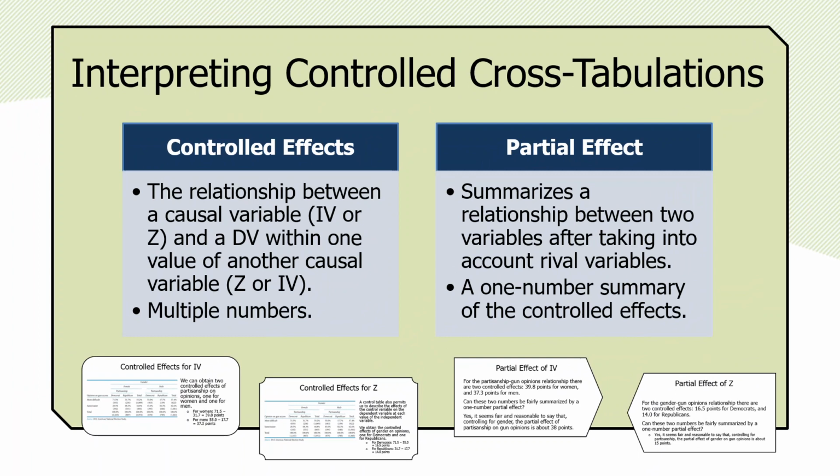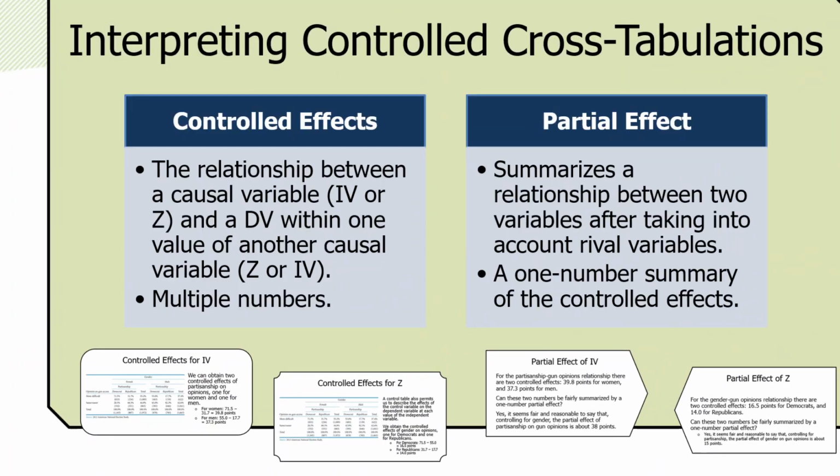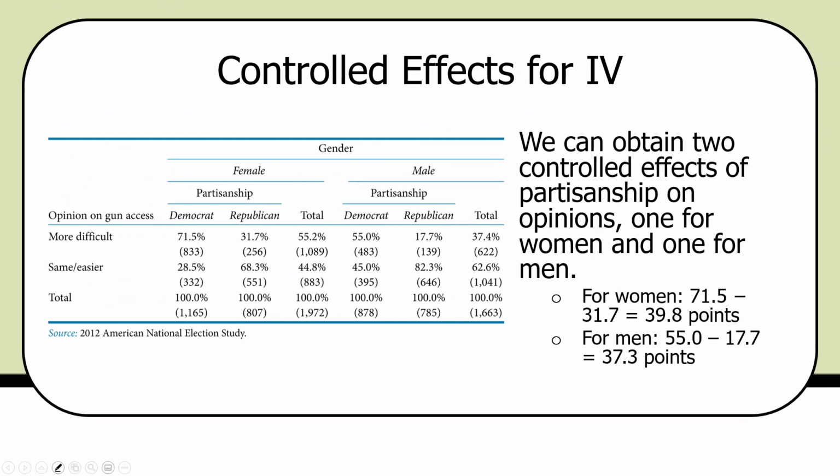Republican females, 31.7. It's a rather large difference. In the simple way we're gauging strength at this point in the book, we would simply subtract these two percentages to get a gauge of how far apart they are. It's very close to 40 percentage points, 39.8 points for women. Again, we get another controlled effect for men. 55.0 is the percentage of Democratic men who favor stronger controls, and 17.7 is the percentage for Republican men. Do that subtraction, we get 37.3 points.